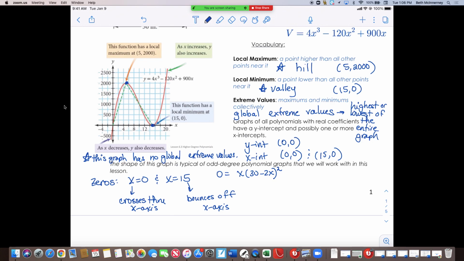Do you see this 0 happens twice at x is 15? Because I have 2 of them, it'd be like I got x is 15, x is 15. Anytime you have a 0 that has even multiplicity, that means it has an even power to it, it's going to bounce off. And this is going to help us as we analyze graphs. But if this is x to the first, if it had been x to the third or x to the fifth, odd powers, odd multiplicity, it's always going to pass through.